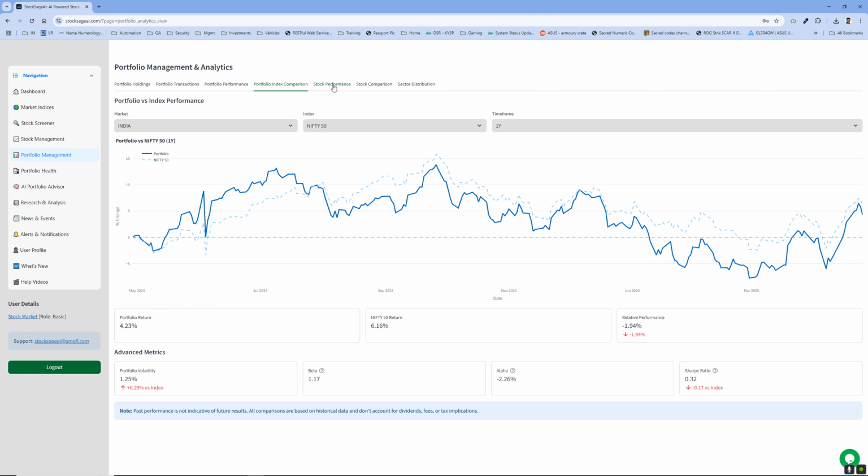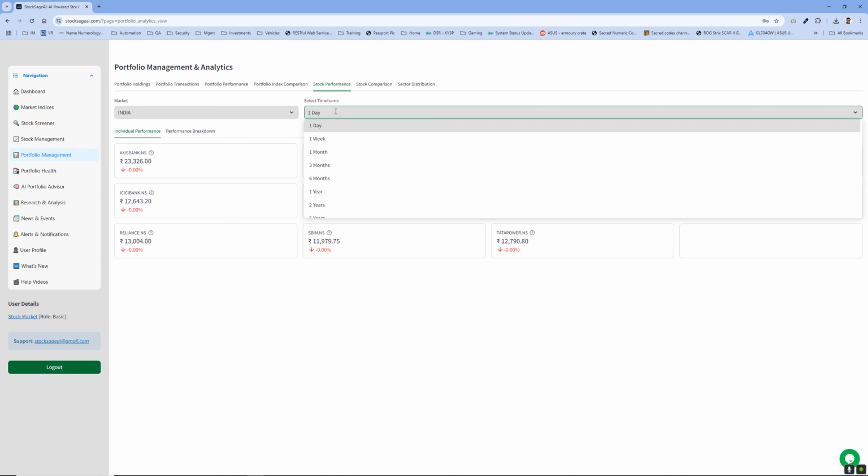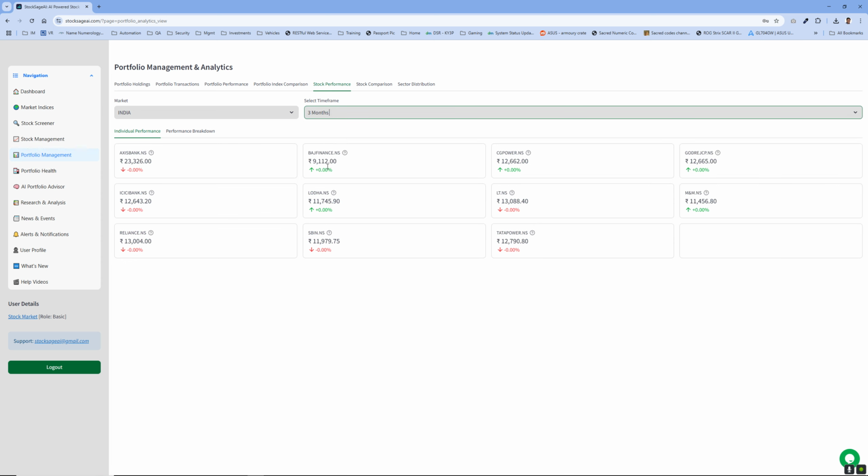Moving to the next tab, which is the stock performance, you can see over a certain period how a specific stock has performed. I can choose from 1 day to, let's say, 3 months, and I can see those values for each of these stocks and how much percentage increase or decrease has happened for that specific stock.